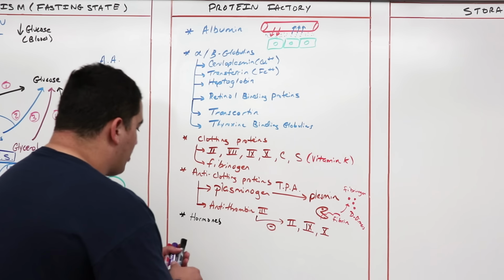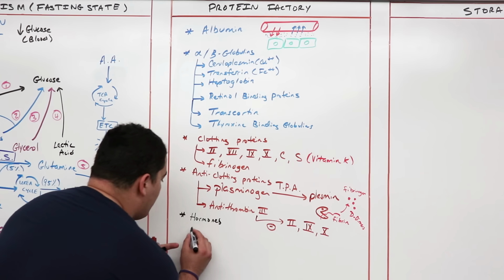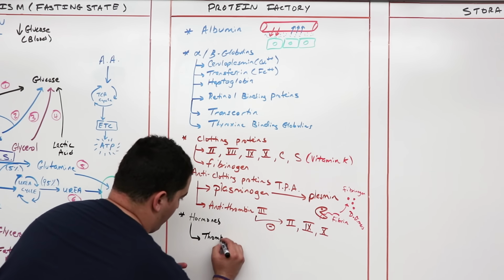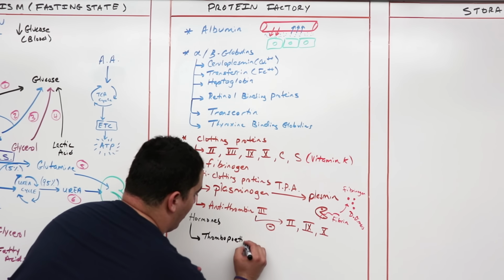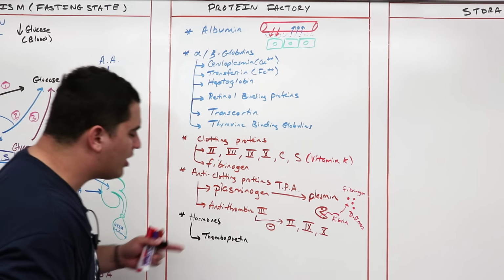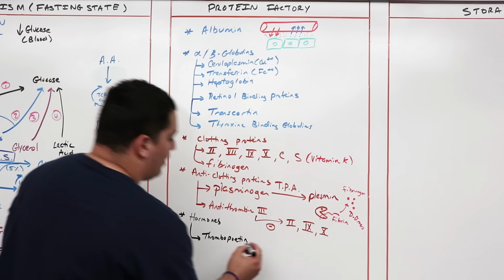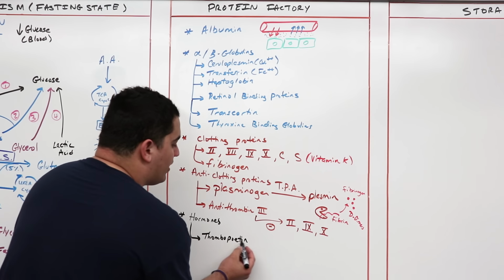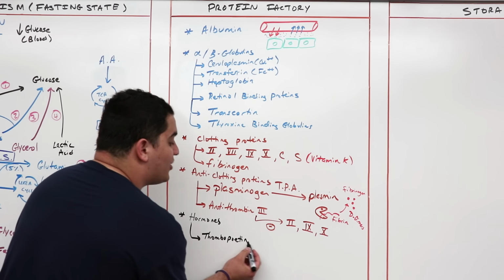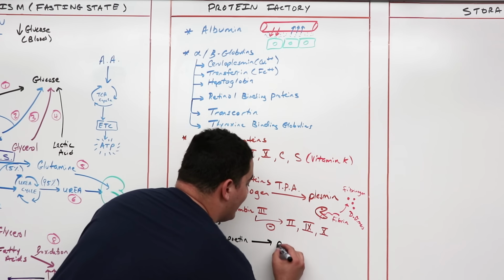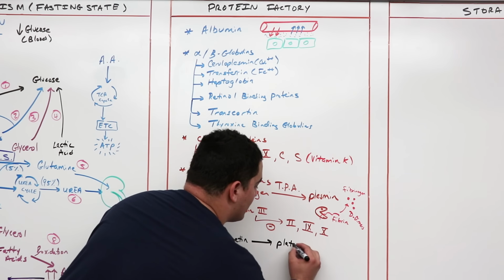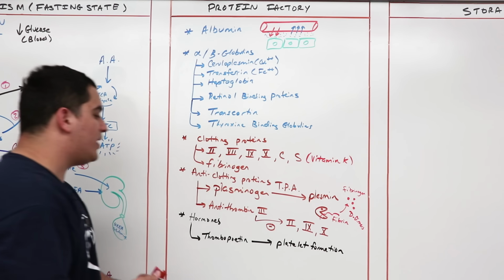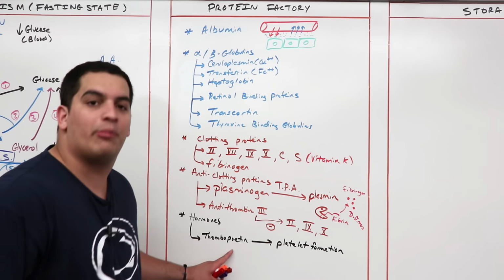But there's another thing that it also controls. It actually makes a particular hormone called thrombopoietin. And thrombopoietin, if you guys remember, we talked about very briefly. There's what's called the myeloid stem cell, if you guys remember that, right? And thrombopoietin actually leads to platelet synthesis, so platelet formation.